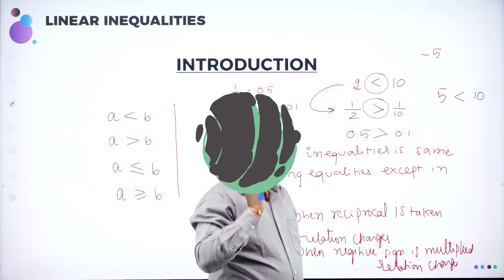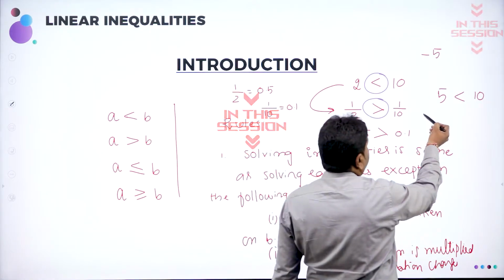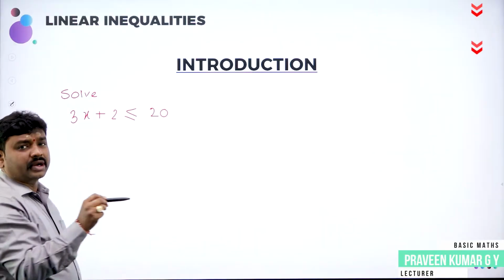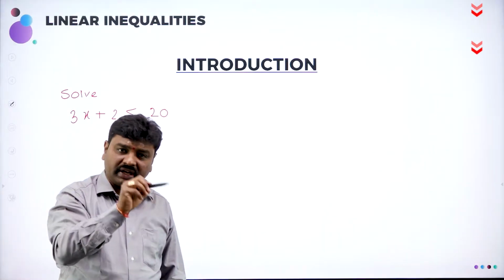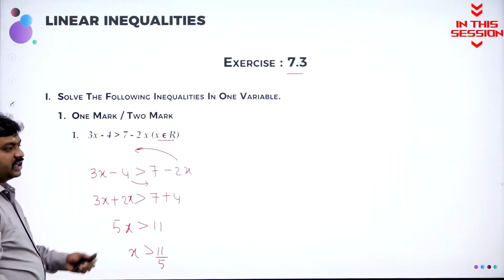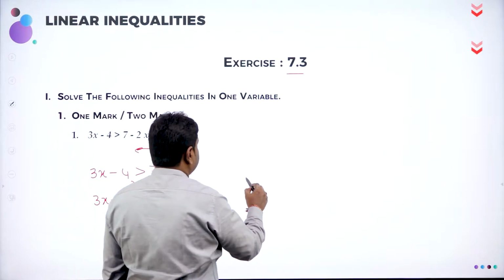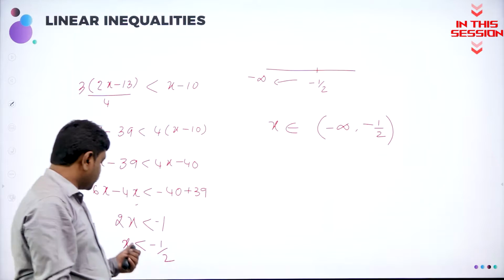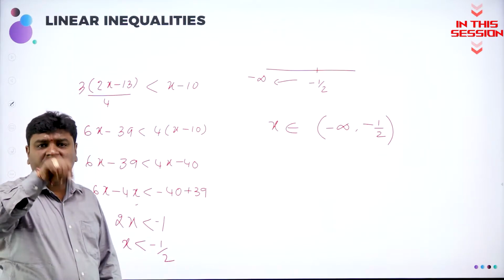5 is less than 10. Multiply minus on both sides. If I multiply minus 5, minus 10. And after you solve, you can represent the solution in real numbers. You can represent the solution in integers. X is greater than 11 by 5. So real numbers means greater than. See, 11 by 5 is a number somewhere on the number line. So here we have strictly less than. If it is less than or equal to, then I will write closed interval.